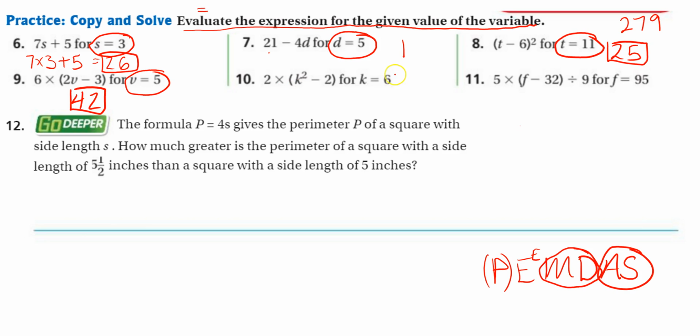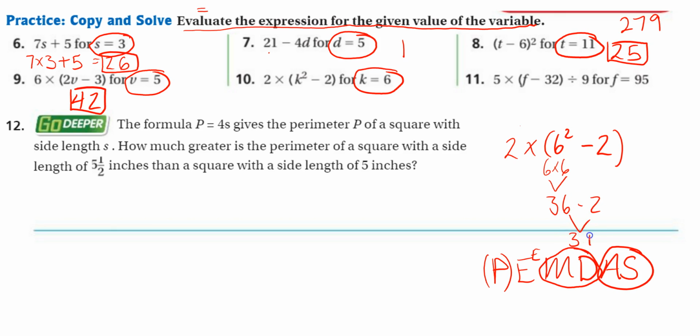Okay, let's go on to number 10. They told me K is 6, so I'm going to copy it down, but where I see the K, I'm going to put a 6 in its place. So 2 times, and then in parentheses K, which I said I'm going to put a 6 instead of K, squared minus 2. So I'm inside the parentheses, then I have to do exponents first inside the parentheses. 6 squared means 6 times 6. And that is 36 minus 2, and that is 34.